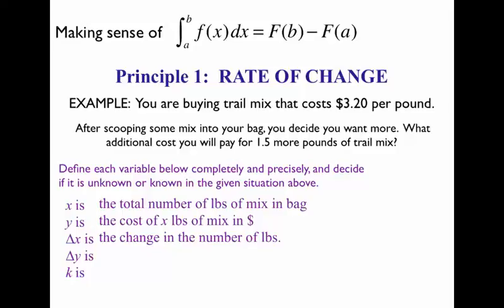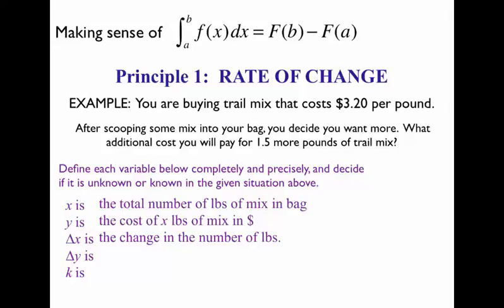So what's the 1.5 more pounds? Delta X. Yeah, that's the additional, a change in number of pounds. So this is a change in what? The total number of pounds in the bag, which we don't know. But we know what the change is. All right, what about Y? Do we know what Y is? Corresponding change in cost.